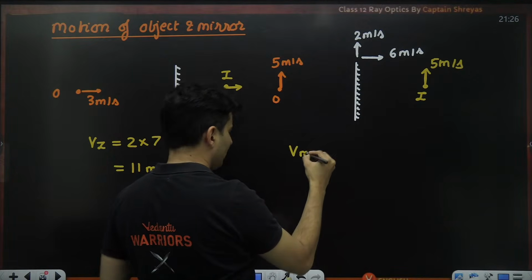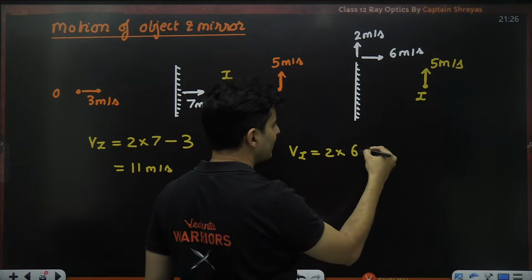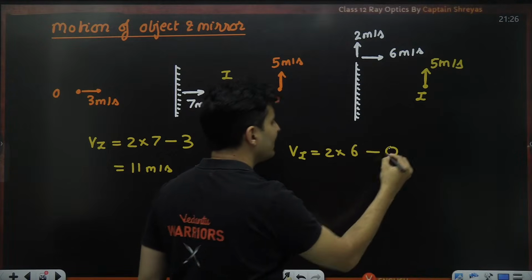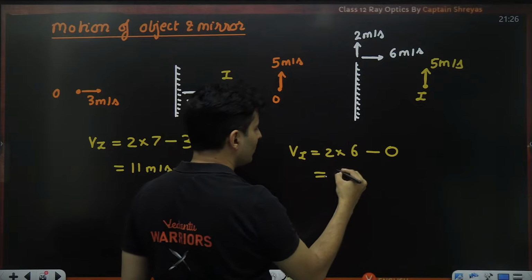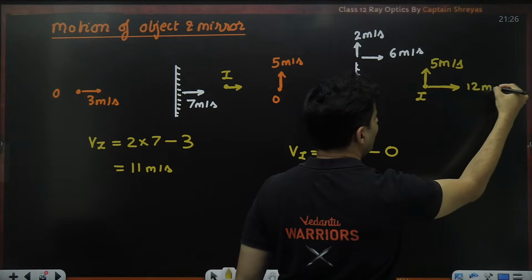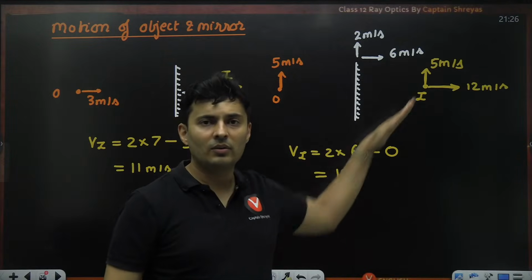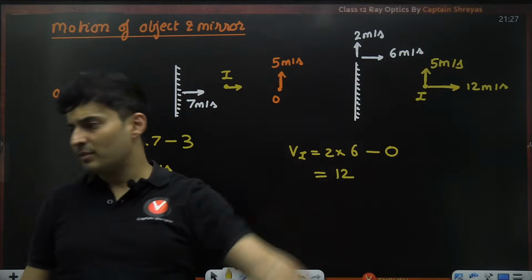So, Vi will be 2 times of Vm. Vm is 6 minus Vo. Vo is 0 in the horizontal direction. So, 2 6s are 12. So, this perpendicular direction speed will be 12 meters per second. So, it will have two components, 5 also and 12 also. So, it will have a net speed then.